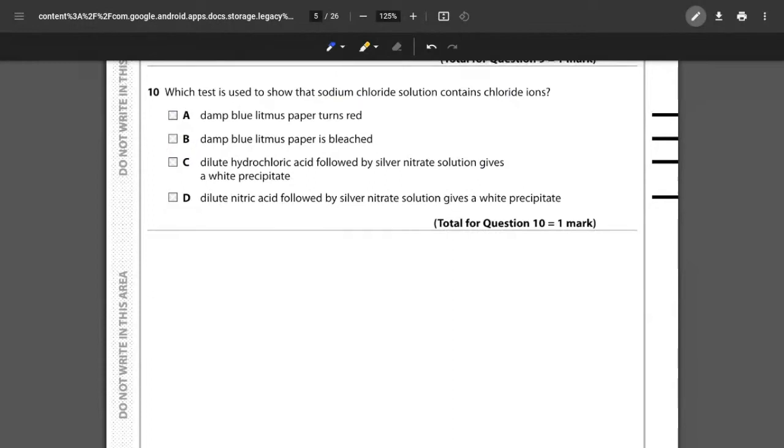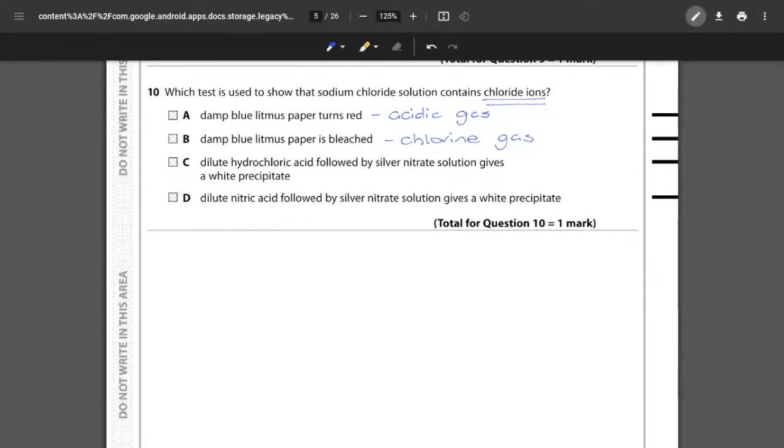For question 10, again another chemical test from that inorganic topic. What test is used to show that sodium chloride contains chloride ions? Well, if we're looking at the A, damp litmus paper turns red, that tells us that we have an acidic gas. And sodium chloride is not acidic, it is neutral. If the damp blue litmus paper was bleached, that tells us that we have chlorine gas, not chloride ions that we are looking for.